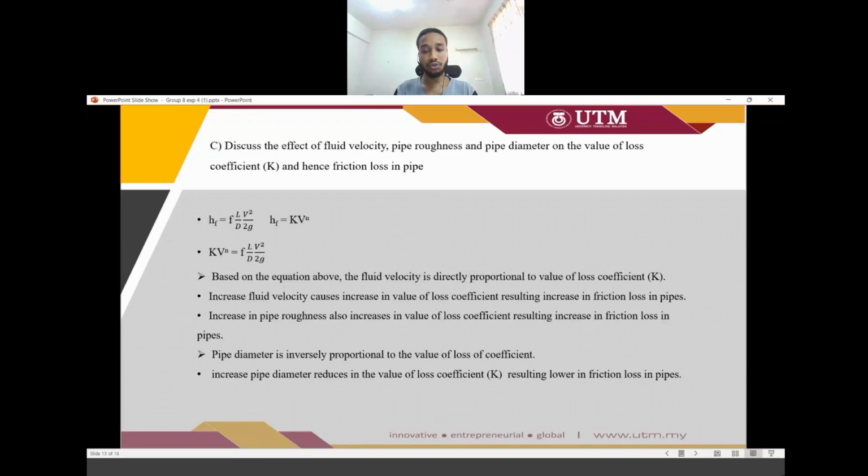And also, when the pipe roughness is increased, the value of loss coefficient will also increase, and it will result in the same thing, which is the friction loss in the pipes. When we talk about the pipe diameter, we know that it is inversely proportional to the value of loss coefficient. So we can conclude from that if we increase the pipe diameter, it reduces the value of loss coefficient, which in turn results in lower friction loss in pipes.